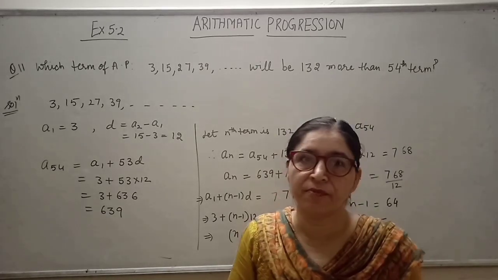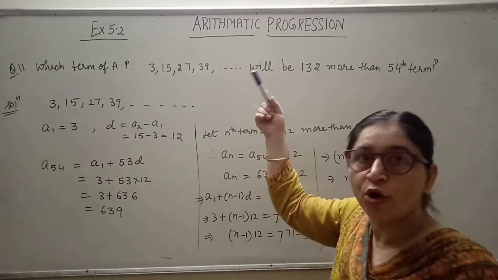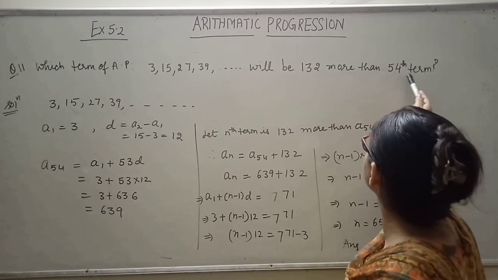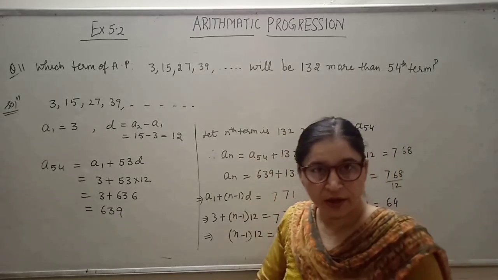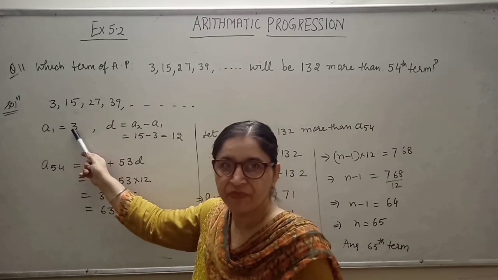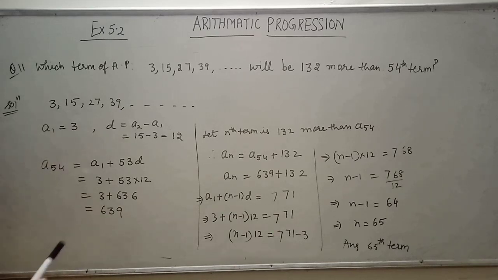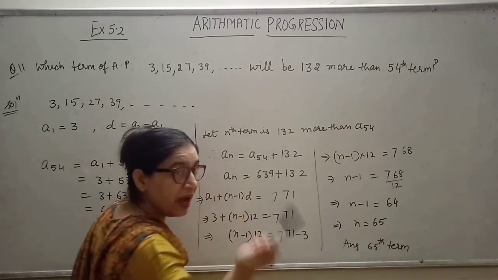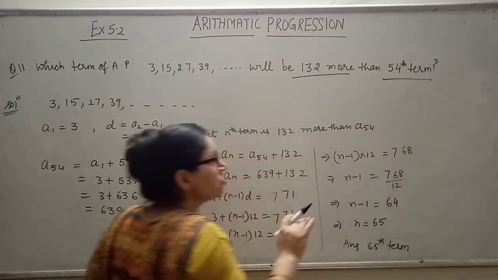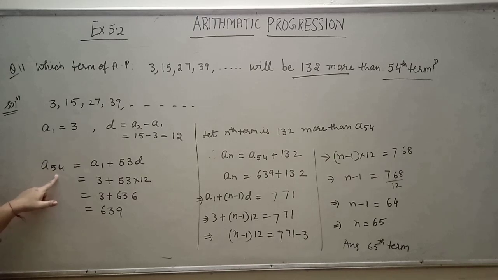And students, in question number 11, it is given that this is an AP and which term of this AP will be 132 more than its 54th term. So as I told you earlier also, whenever you have been given any AP, first of all write down its A1 and find its D. Now after this, check it. It's given that you are to find out that term which is 132 more than its 54th term. So it means first of all we need to find out the 54th term. So I have calculated this 54th term.